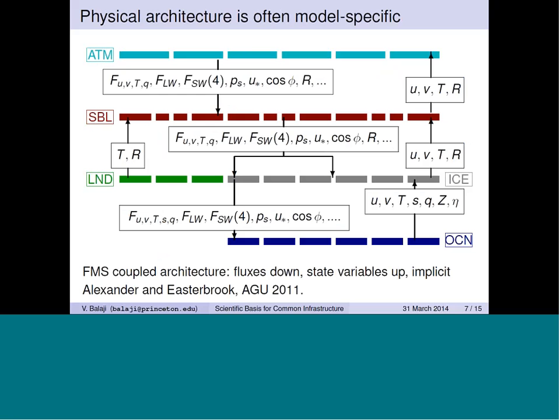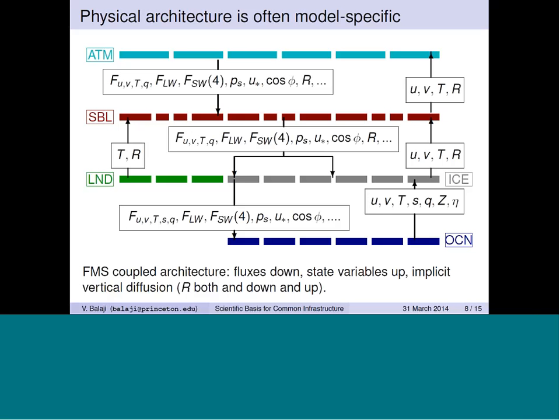And the physical architecture of a model, what fields they actually exchange, is also fairly model specific. As an example, I'm showing you what it is in the FMS coupled architecture, which is the modeling system that's run at GFDL. Without going into details, it shows an atmospheric component, and land, ice, and ocean components. In between there's a separate component which we call the surface boundary layer, which exchanges fluxes between different components. You see that these models are fairly specific about what they expect to receive and send.